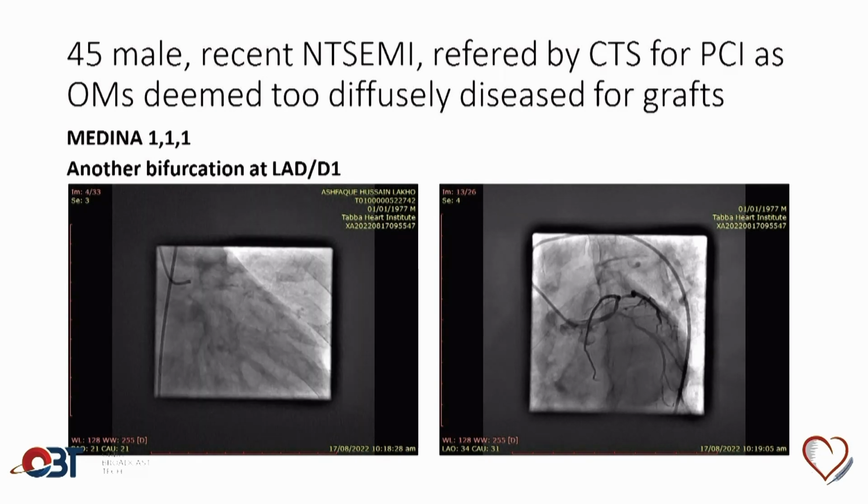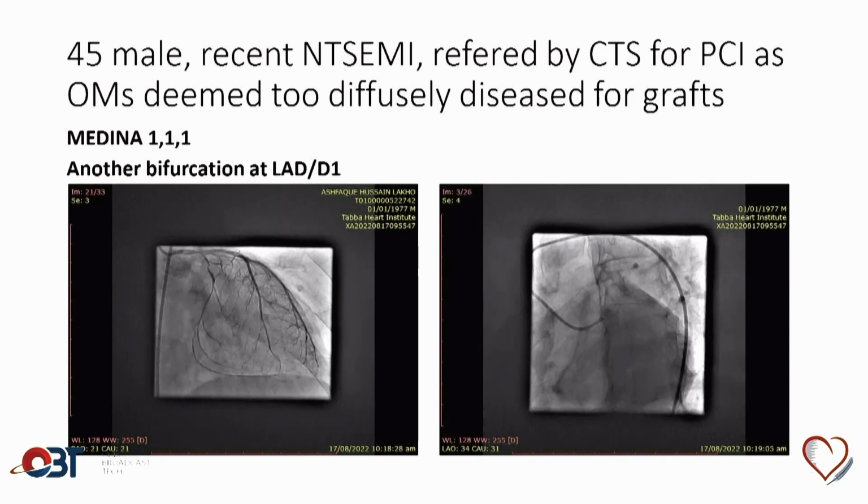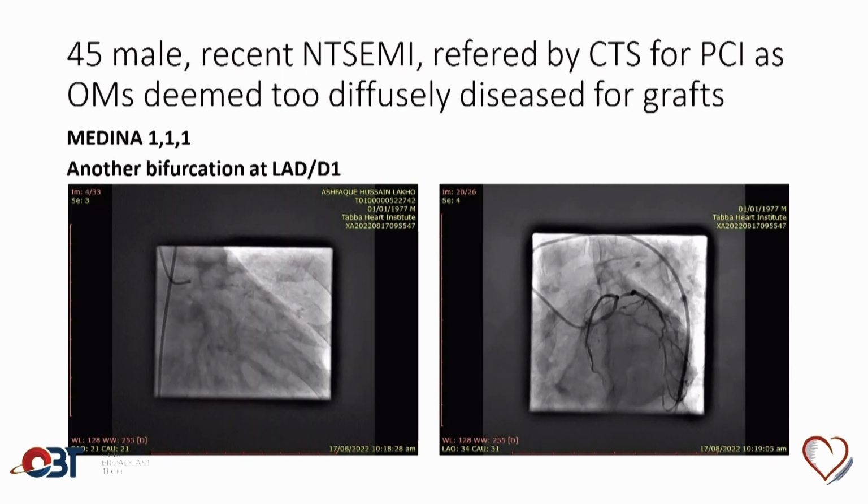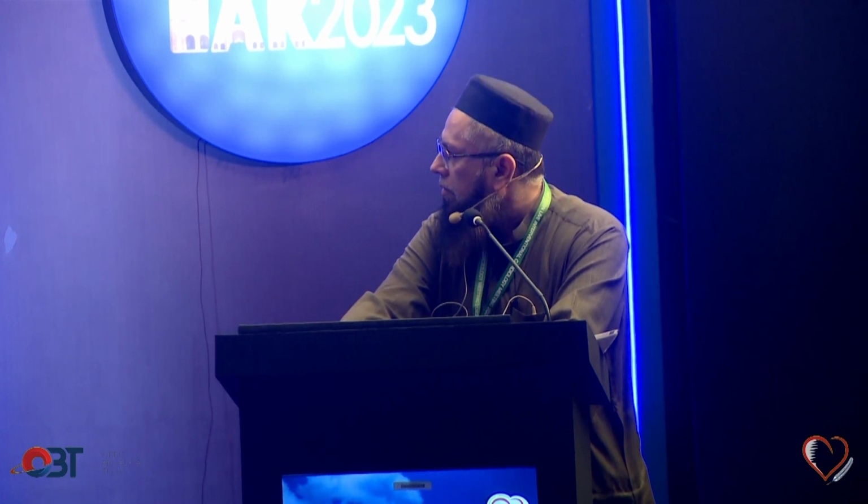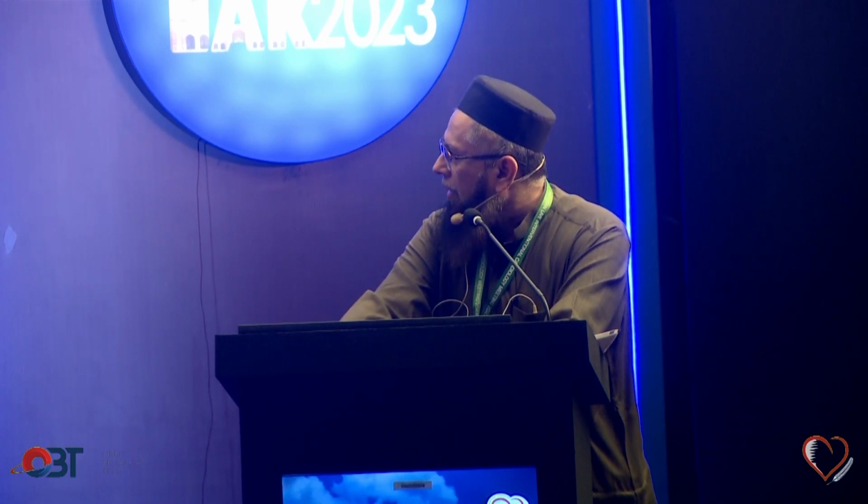What we are going to do is, we have learned all the theoretical stuff, now the case on DK crush. This is a 45-year-old male with a recent non-STEMI, left main disease, ostial circ, ostial LAD. RCA was smallish, and he was sent to the CTS for surgery. They thought he had diffuse disease in all three OMs, small thready vessels, and he was a young chap.